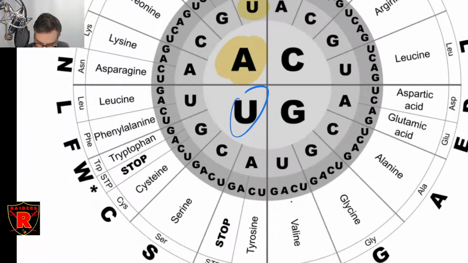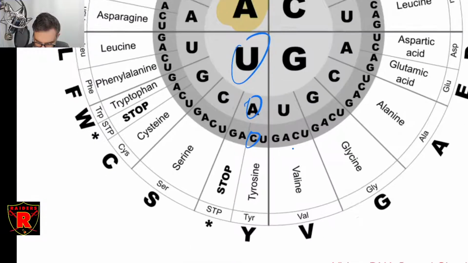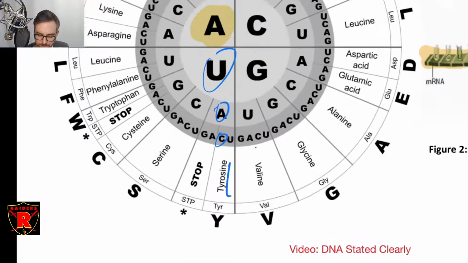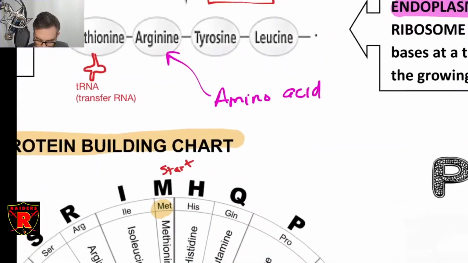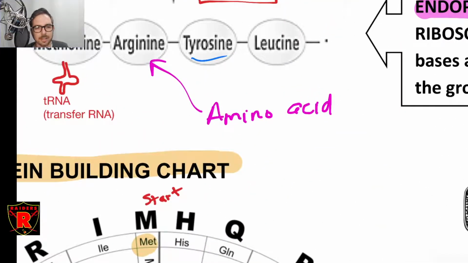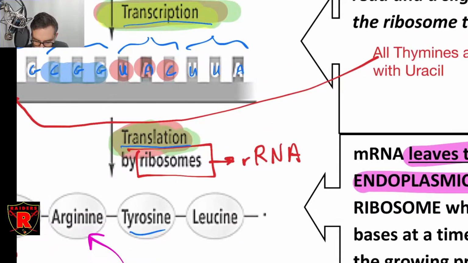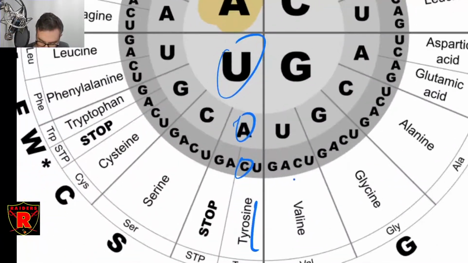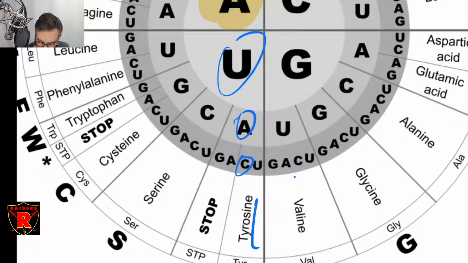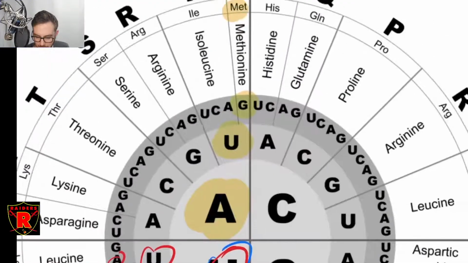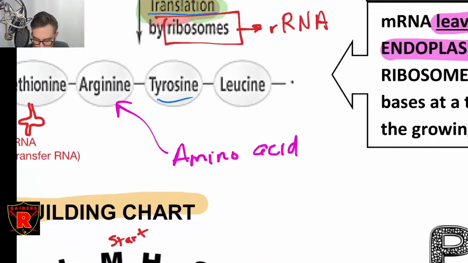UAC. That's a tyrosine, short form TYR. And there it is. You add it in. And then you look at the next three letters, the next codon, UUA. You read it off here. UUA is leucine, and then it adds in a leucine.